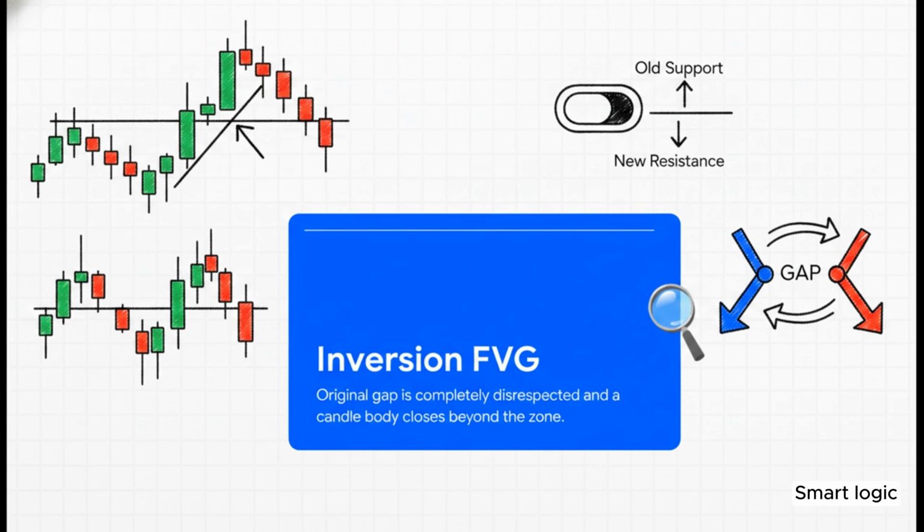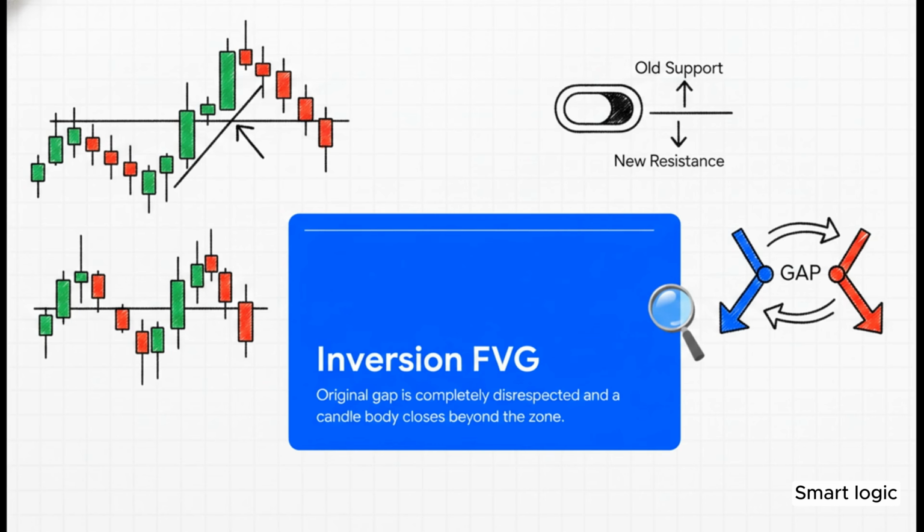This happens when that original gap you were eyeballing is just completely disrespected by the market. Instead of bouncing, price blasts right through it with serious force. But here is the absolute key detail you cannot miss. A candle body must close beyond that zone. When that happens, the gap completely flips its role. Kind of like how old support becomes new resistance, this failed gap becomes a brand new, highly accurate point of interest for a trade going the exact opposite direction.